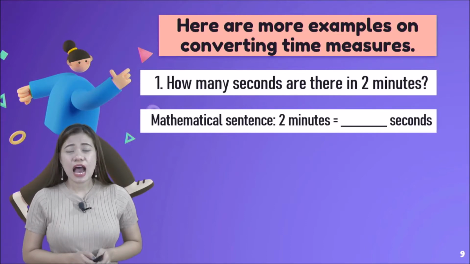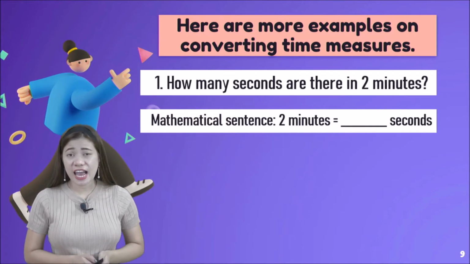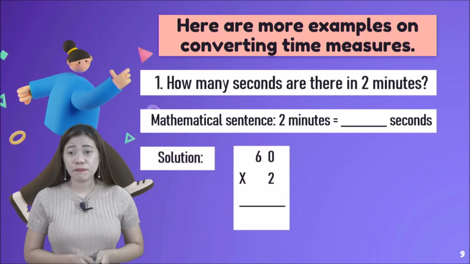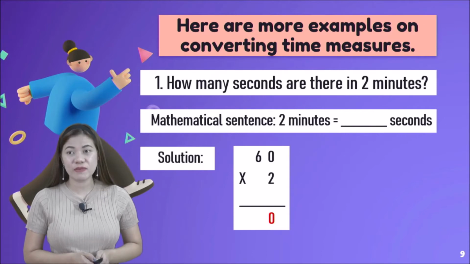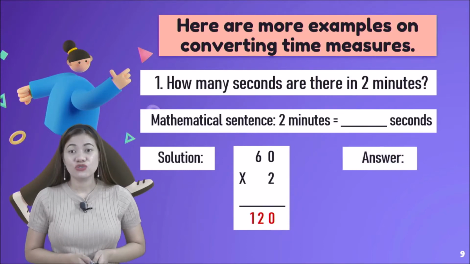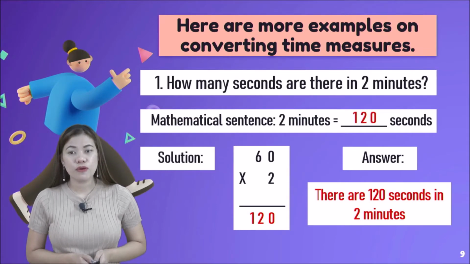Again, kids, how many seconds are there in 1 minute? Very good. We have 60 seconds, okay? So we will just multiply 60 seconds times 2. So first, we will multiply the ones place, which are 2 and 0. So 2 times 0 is equal to 0. And then 2 times 6 is equal to 12. So our final answer is 120. Okay, there are 120 seconds in 2 minutes.